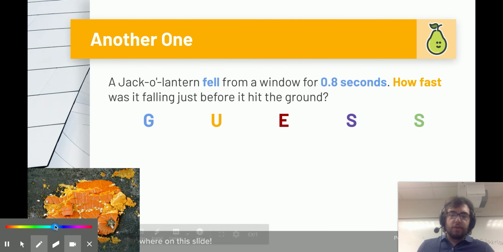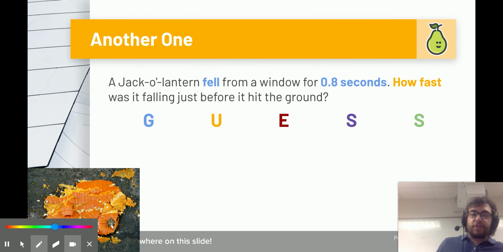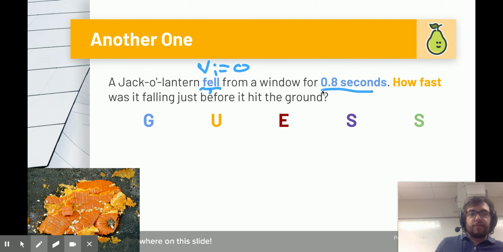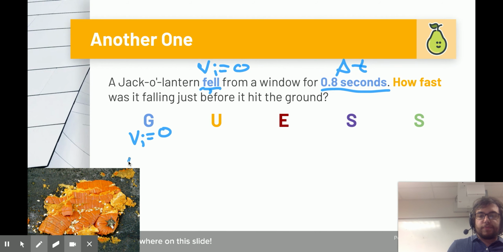Awesome. A jack-o'-lantern fell from a window for 0.8 seconds. We're almost done, guys. This is it. 0.8 seconds. That's time. How fast was it falling just before it hit the ground? So VI is equal to 0. Time is equal to 0.8. We know that acceleration is equal to negative 9.8.